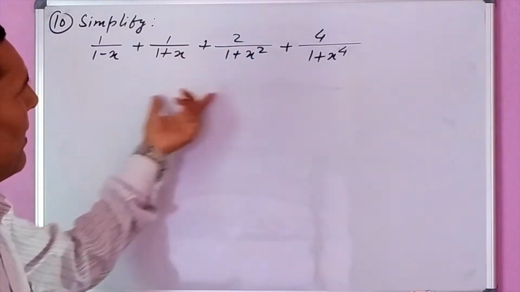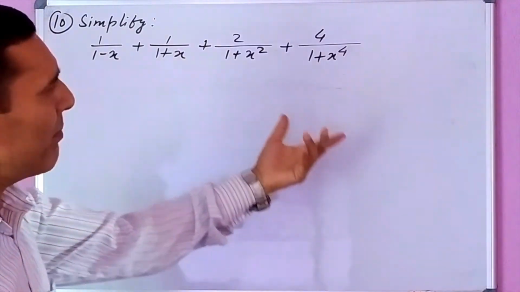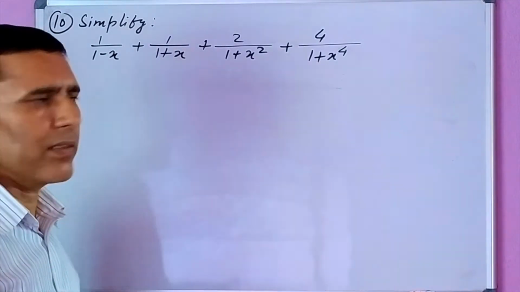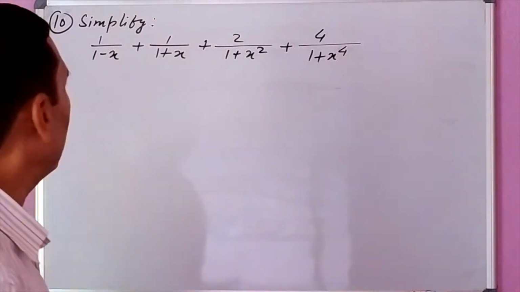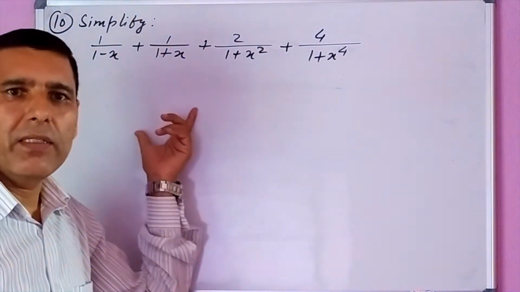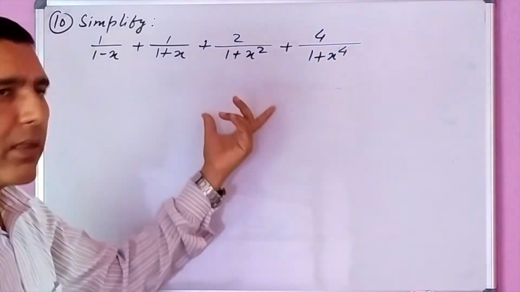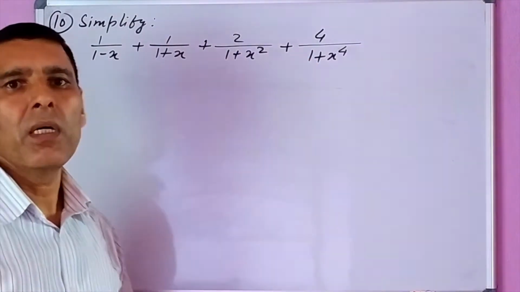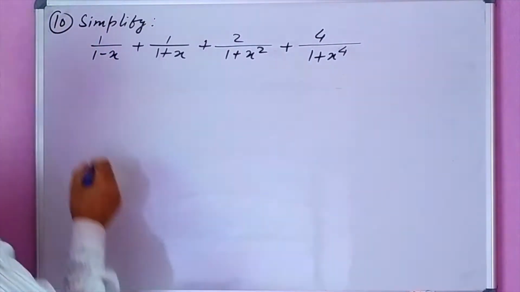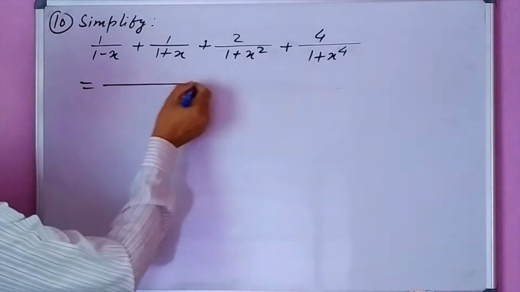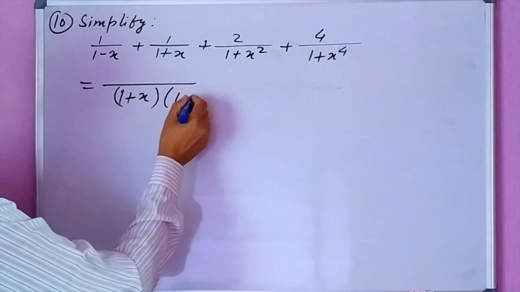If you start taking the LCM all at a time, it will be too long. We can multiply, but it will be very difficult for us. Therefore, to avoid the long multiplication, we take the LCM first from the first two terms, then combine with the third term, then combine what we get with the fourth term. So let's take the LCM from the first two terms. What is the LCM? 1 plus x times 1 minus x.